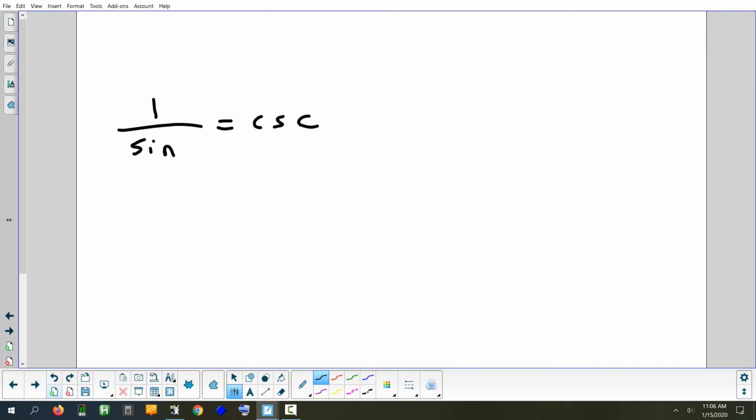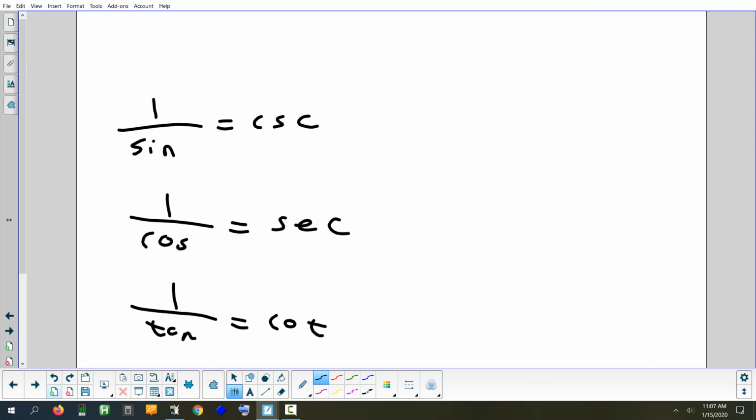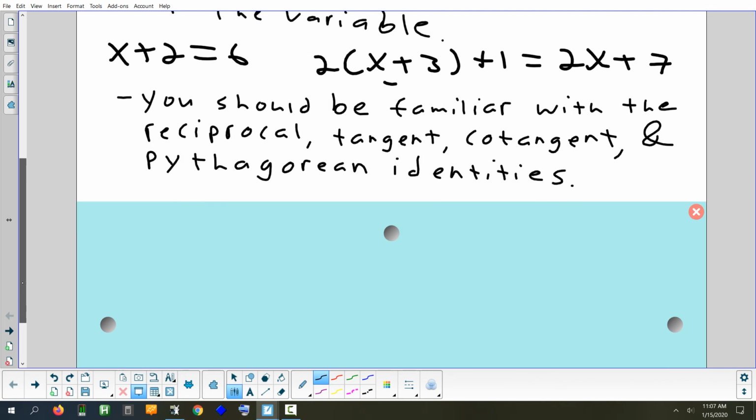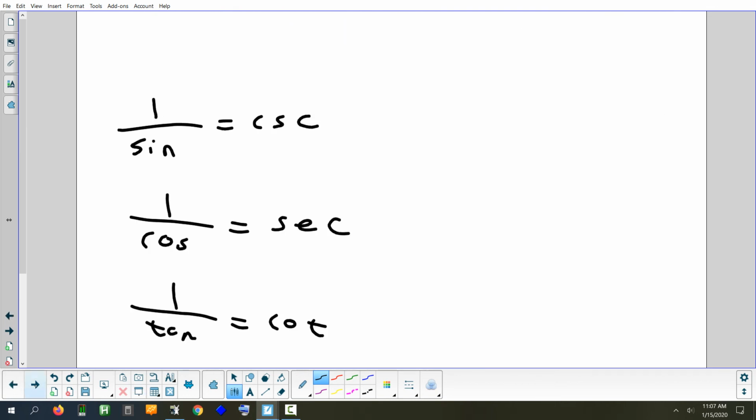Those are the ones like this. 1 over sine is cosecant. 1 over cosine is secant. 1 over tangent is cotangent. Right? Those were the reciprocal. The second group were the tangent and cotangent identities. Those are the ones like this. Sine divided by cosine equals tangent, and cosine divided by sine equals cotangent. That was the second group.